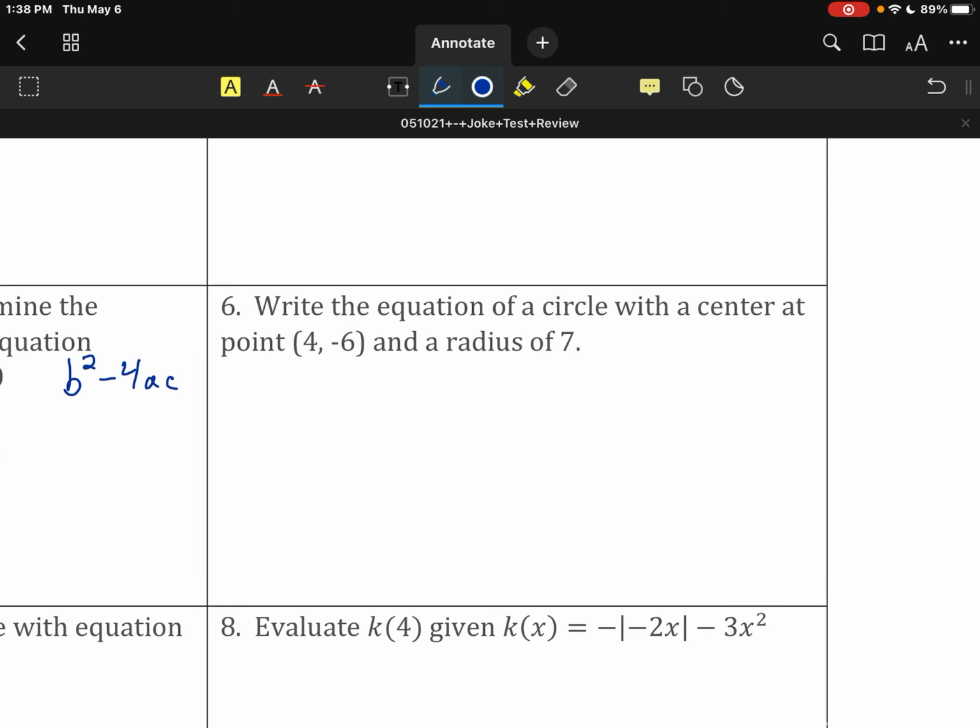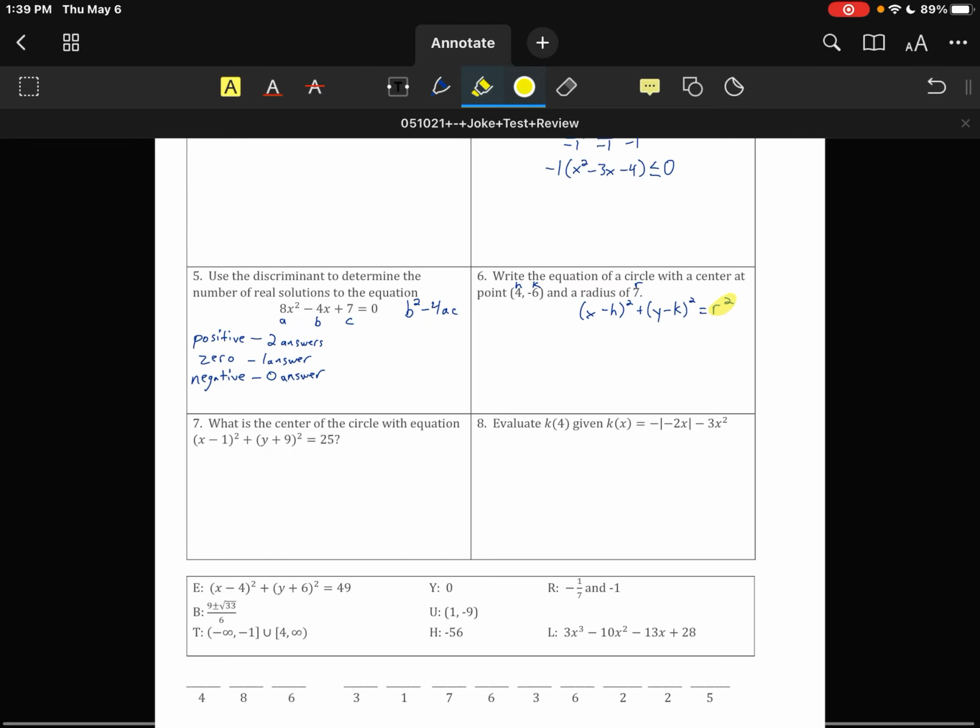Number 6, write the equation of a circle with a center at that point and the radius at 7. So the equation of a circle is x minus h squared plus y minus k squared equals r squared. The h is the x value, the k is the y value, and the r is the radius. Okay, so just plug those in, and you're going to write it as that equation. And then you'd simplify this. So whatever 7 squared is, write that in there.